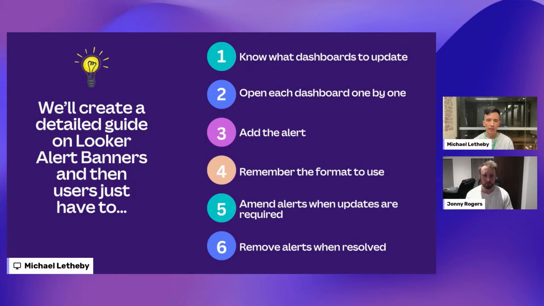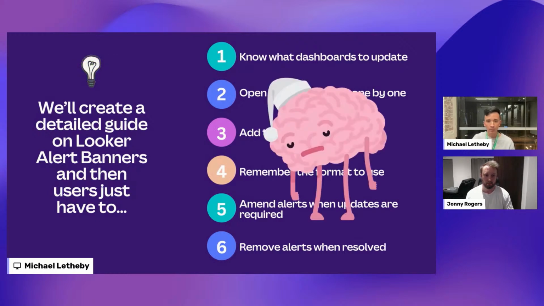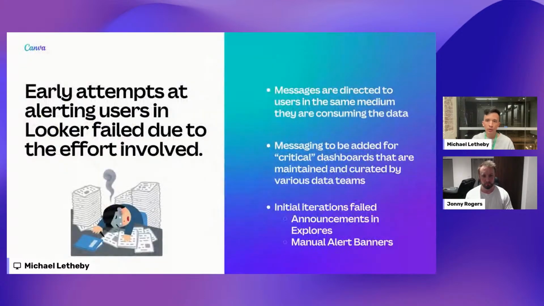And we thought, we'll just create this detailed playbook, and then users are just going to know what dashboards to update in an incident, open them one by one. They're going to add the alert, which is a bit funky in the Looker UI. Have to remember the format that was prescribed. Inevitably, when updates appear, we have to go back and update all those dashboards one by one. And then once everything is done and dusted, we'll then have to go back one last time to remove them. And as you can imagine, this process didn't quite work out as smoothly as we thought.